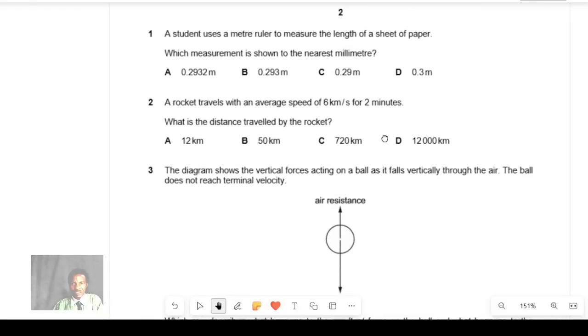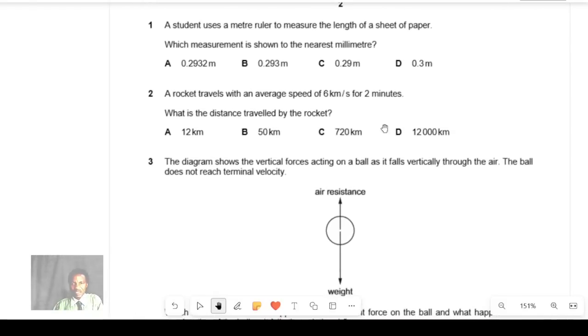Question number 1. Which measurement is shown to the nearest millimeter? What this question is trying to tell you is for you to round to 3 decimal places. And you know that 1 millimeter is equal to 0.001 meter. So you have to look at which of them is within the range of 3 decimal points. This one is not, this is not. So this is the only answer with 3 decimal points.